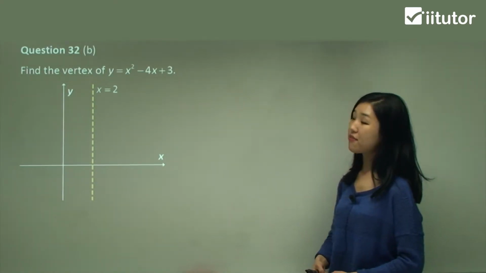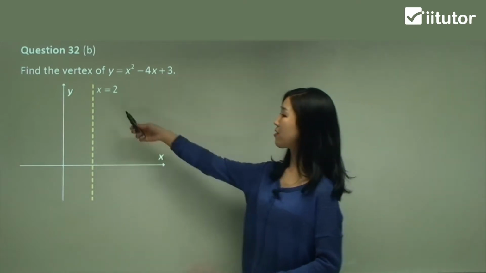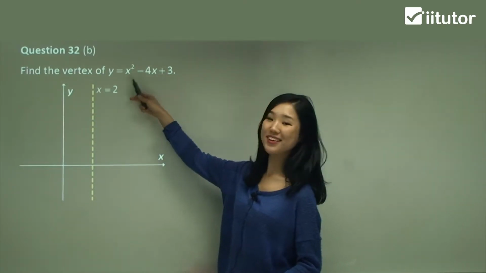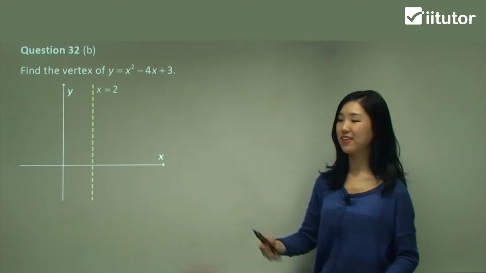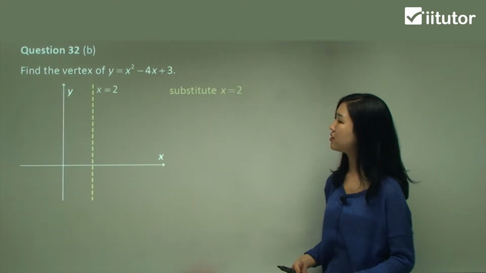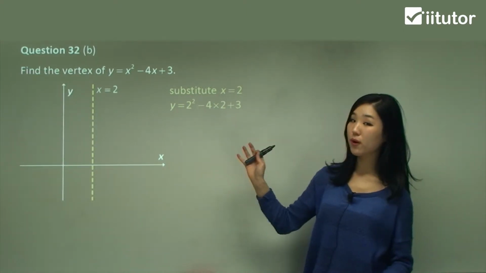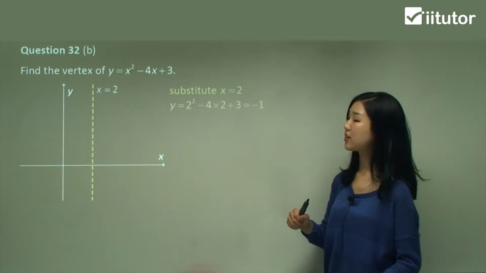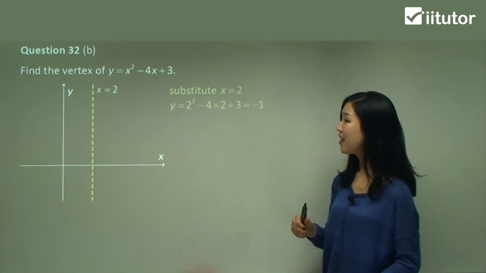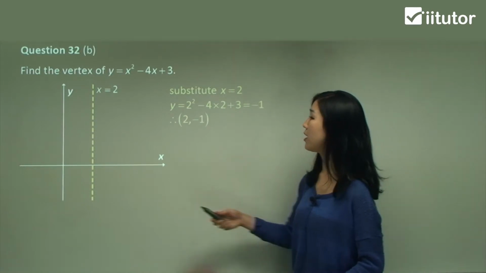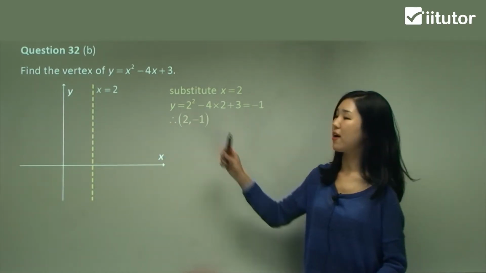Now B, find the vertex. Okay, we got our x coordinate of the vertex, so substitute that value into the equation to find your y value. So substitute x equals 2, just like this. 2 squared minus 4 times 2 plus 3. Calculate that, you should get negative 1. So the coordinates of the vertex will simply be 2, negative 1.